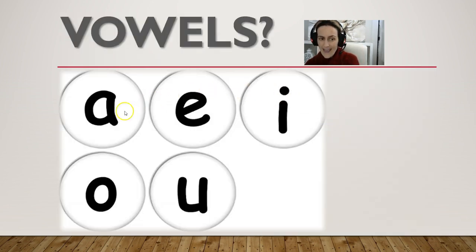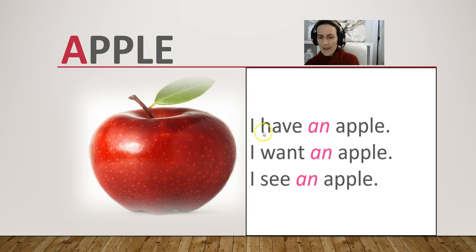So, write down your vowels in your notebook. Here it is. A, right? I have an apple. I want an apple. I see an apple.